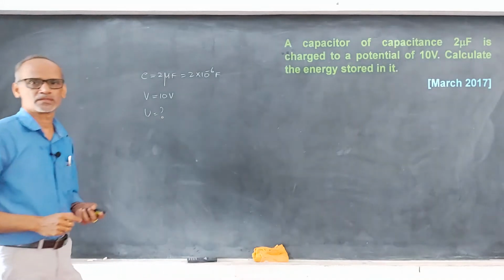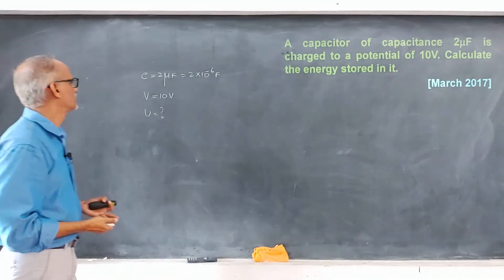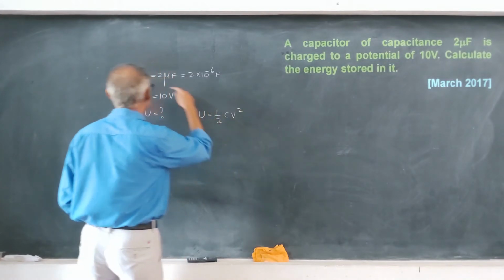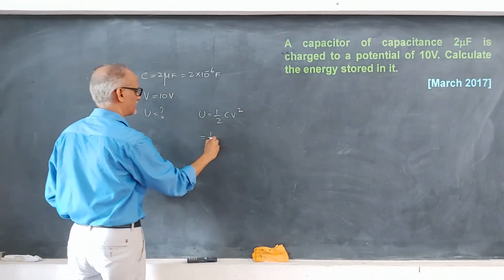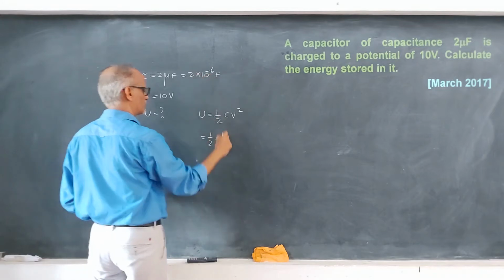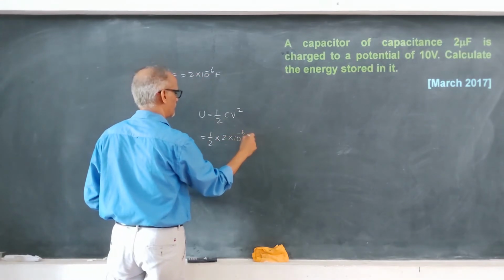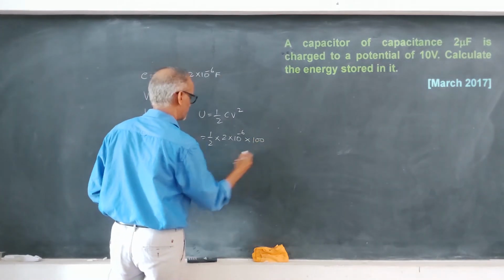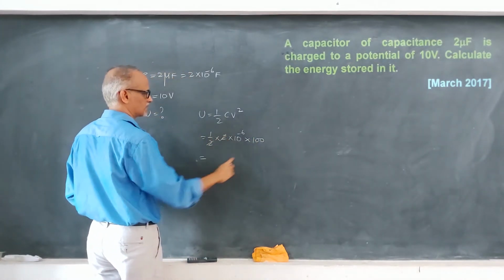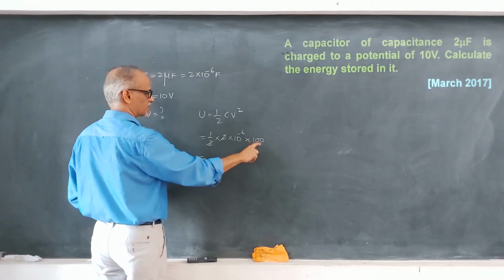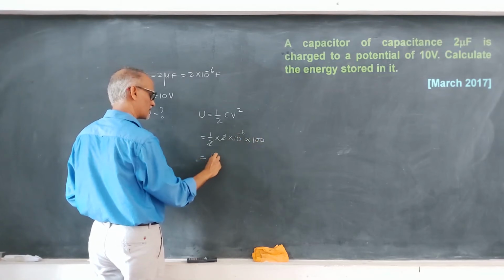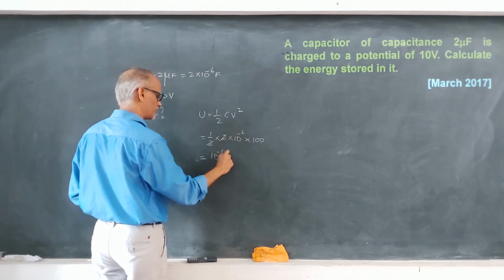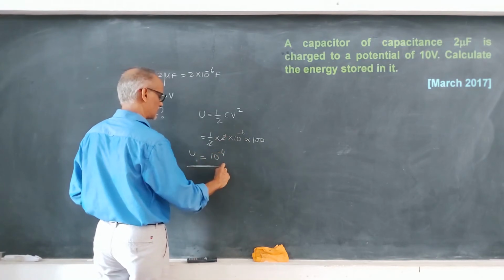Isn't it an easy problem? It's a 2 or 3 marks question. So, half CV square is the formula because C and V are given. Half C value 2 into 10 to the power minus 6 into V is 10 square, which is 100. So, this 2 will get cancelled. 10 to the power 2, 100 is nothing but 10 to the power 2, into 10 to the power minus 6. 10 to the power 2 and 10 to the power minus 6 is nothing but 10 to the power minus 4. So, that is it. So, that is the energy.